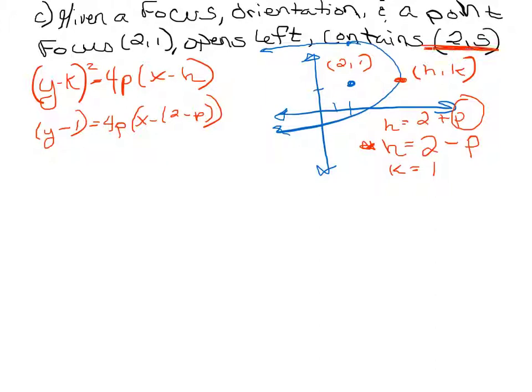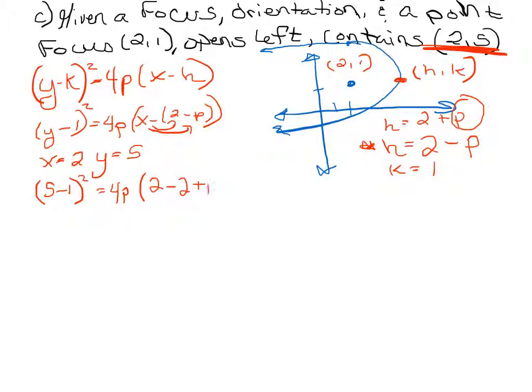Well, wait a second, I'm told a point. I can plug that point in for x and y, so I can let x equal 2 and y equal 5 and see if that helps me at all. Then I have (5 minus 1) squared equals 4p times (2, and I'm also going to distribute this minus here, minus 2 plus p). Well, that gives me 5 minus 1 is 4, 4 squared is 16, 2 minus 2 is gone, so that gives me 4p times p, so I get 16 equals 4p squared.